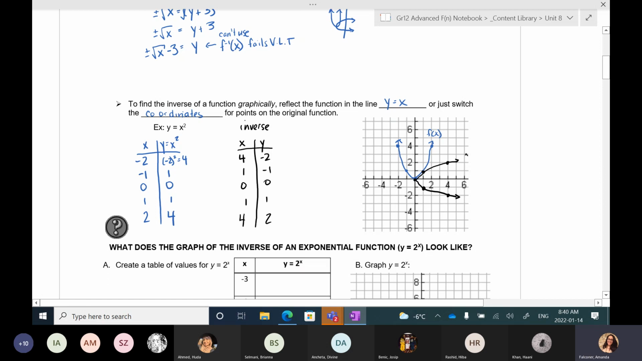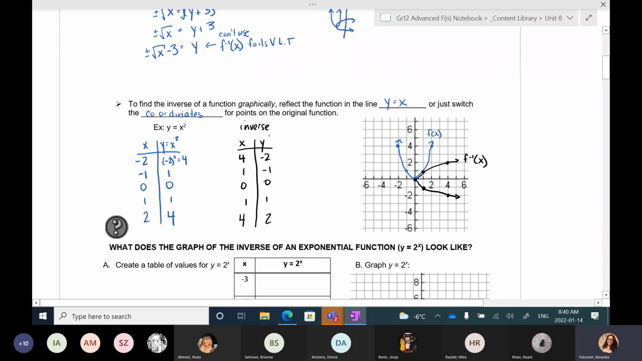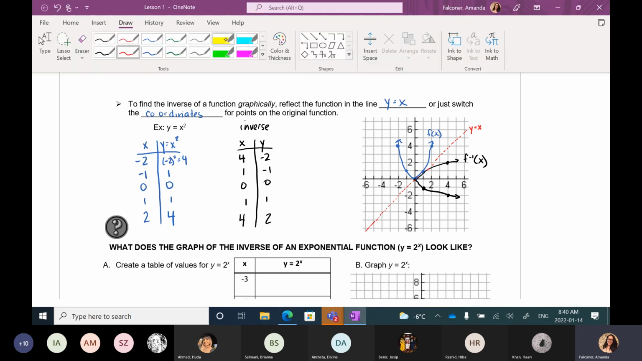Okay, so this is my inverse function. And it's a reflection through the line y equals x. I'll put that in. All right. We knew all of that, but it's nice to review.